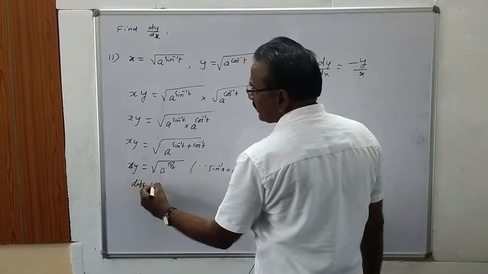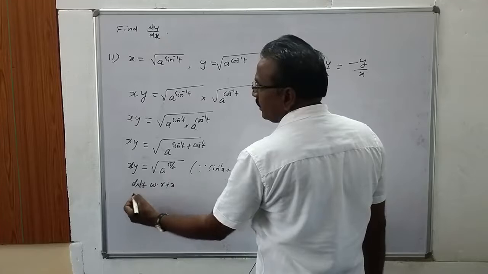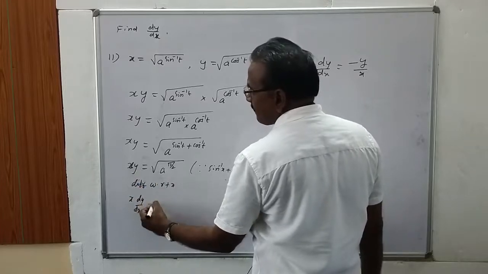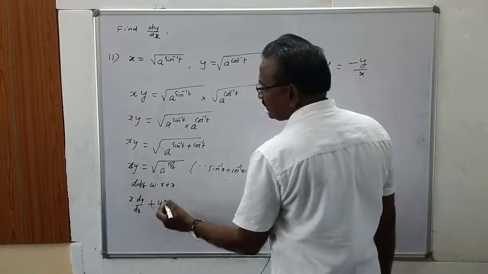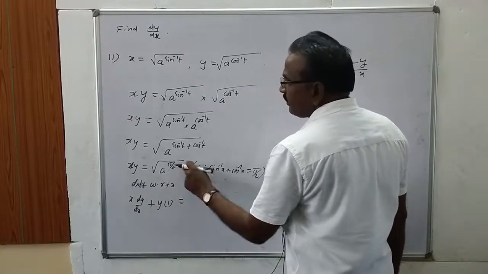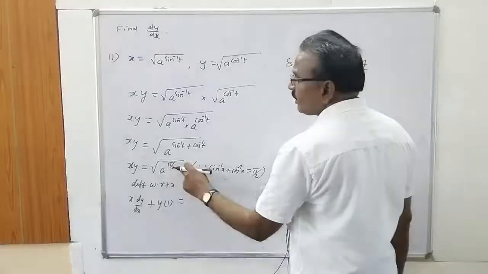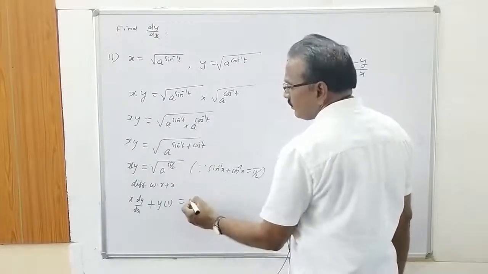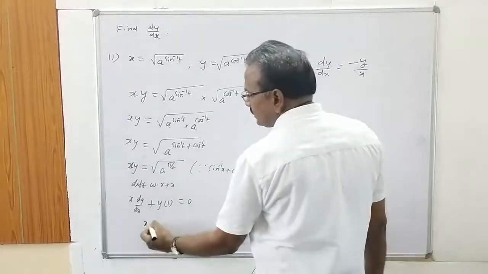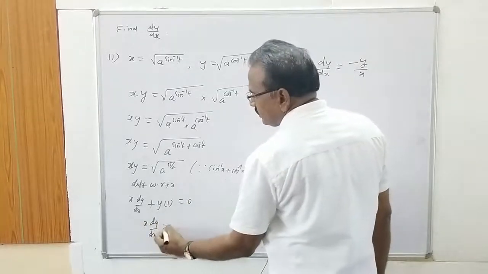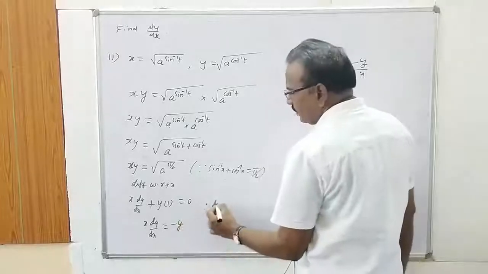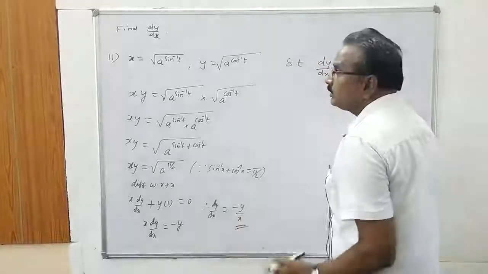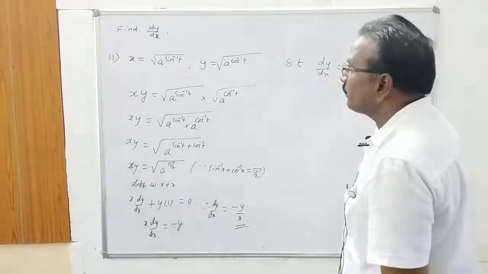Differentiate with respect to x. x into derivative of y, which is dy by dx, plus y into derivative of x with respect to x, which is 1, is equal to the derivative of a constant, because root a power pi by 2 is a constant; square root of constant is constant, and derivative of constant is 0. So x into dy by dx is equal to minus y, therefore dy by dx is equal to minus y by x. So this is very, very important from the exam point of view.